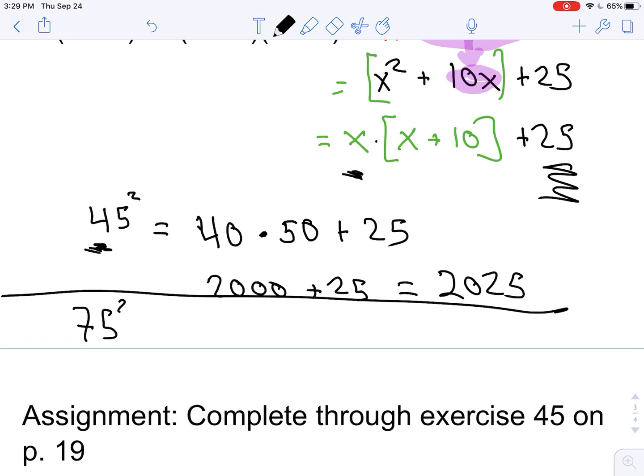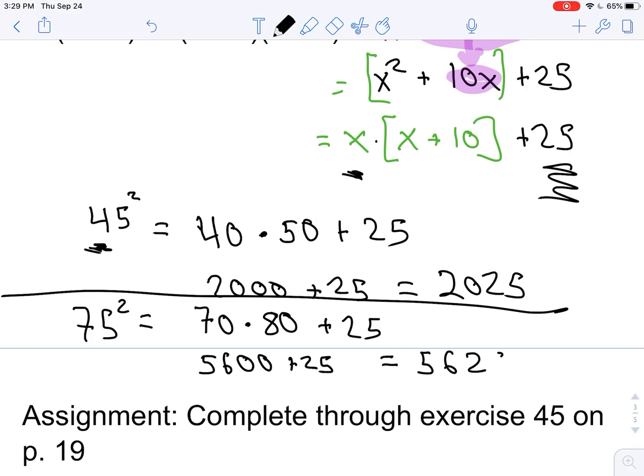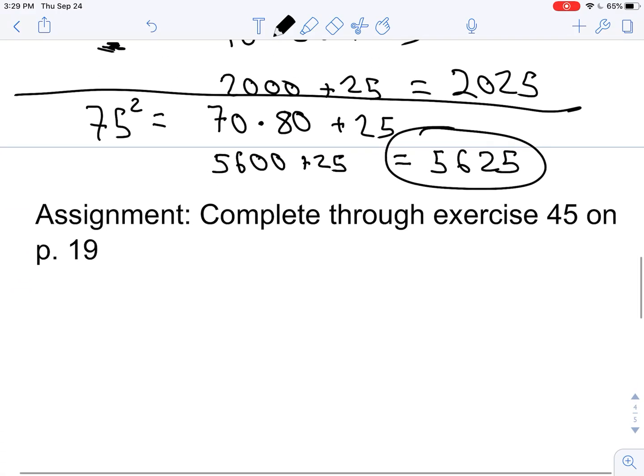I can do it again. I'll do it with 75 squared. 75 squared is going to be 70 times 80. The x and the x plus 10. And then I'll add on 25. 70 times 80 is, 7 times 8 is 56, so it's a 56 with 2 zeros. Add 25 to that. That's easy to do mentally. 5,625. Ain't that a cool trick?